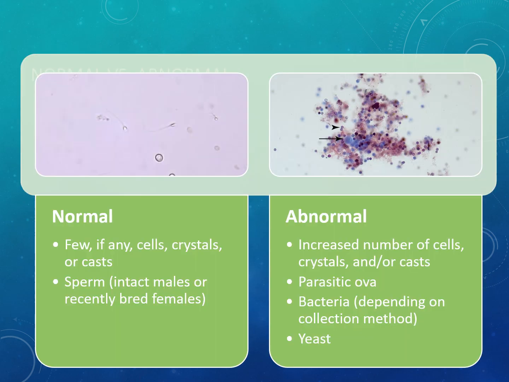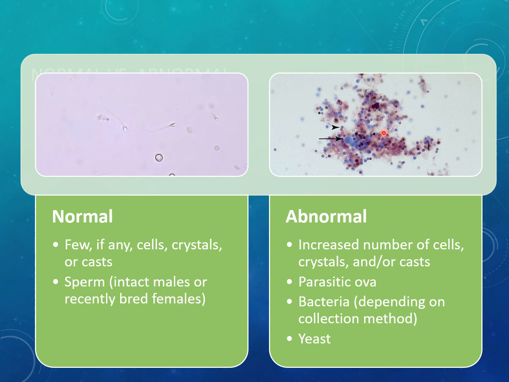All right, so normal urine in a healthy patient is not going to have much in it. You're not going to see too many cells. Per high power field, you should see 0 to 5 white blood cells, red blood cells, epithelial cells, maybe 1 crystal on the entire slide or cast. Sperm is possible to see in a normal patient if it's an intact male or recently bred female.